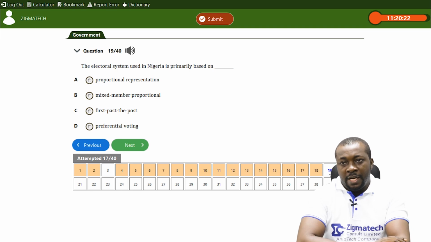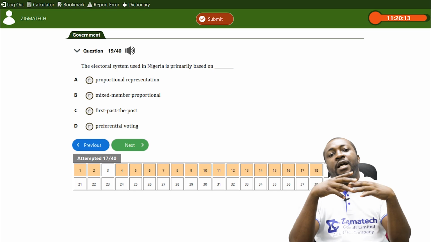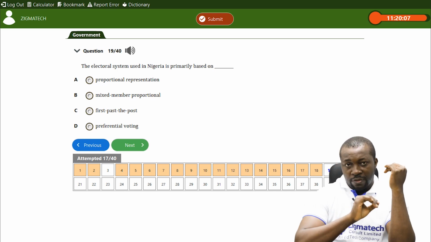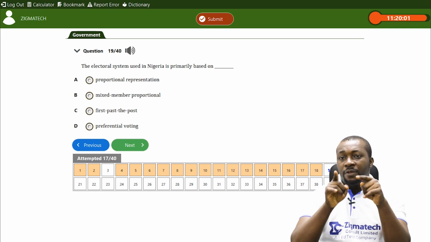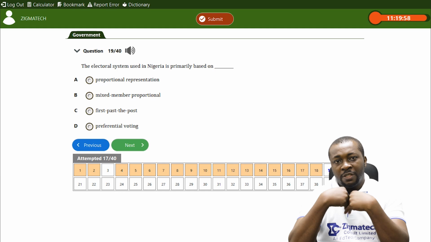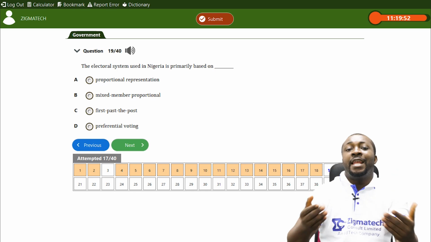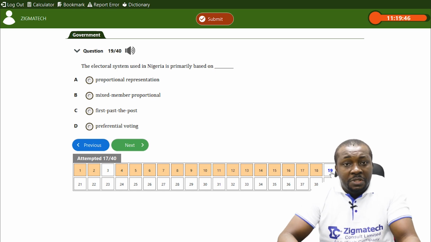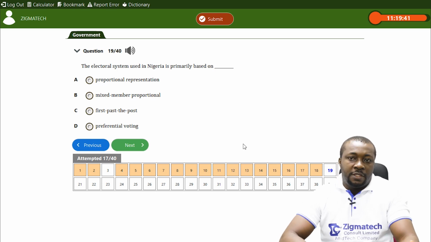The electoral system used in Nigeria is primarily based on dash. A, proportional representation, where seats are allotted to parties in the parliament in proportion to the number of votes they got in an election. And remember, when you talk about proportional representation, it takes place under the context of a multi-member constituency, a constituency that elects more than one representative. Do we practice multi-member constituency in Nigeria? No. Do we practice proportional representation? No. So A is not the answer.